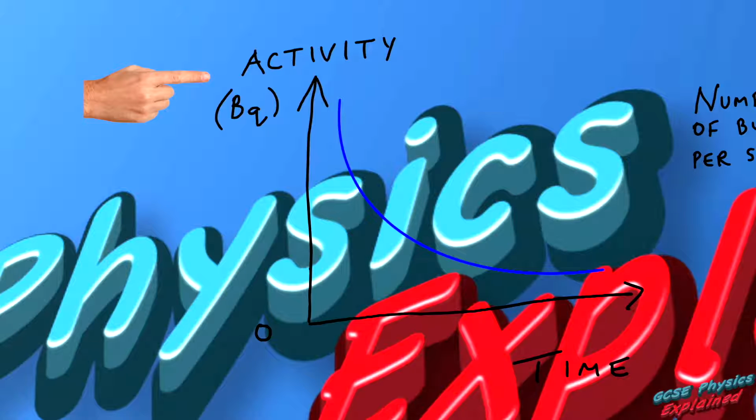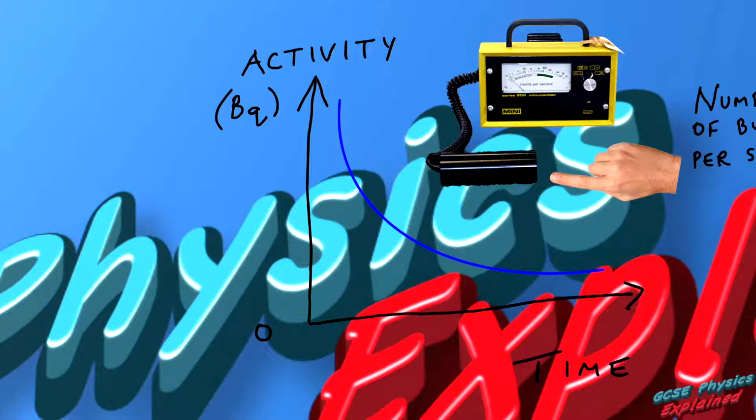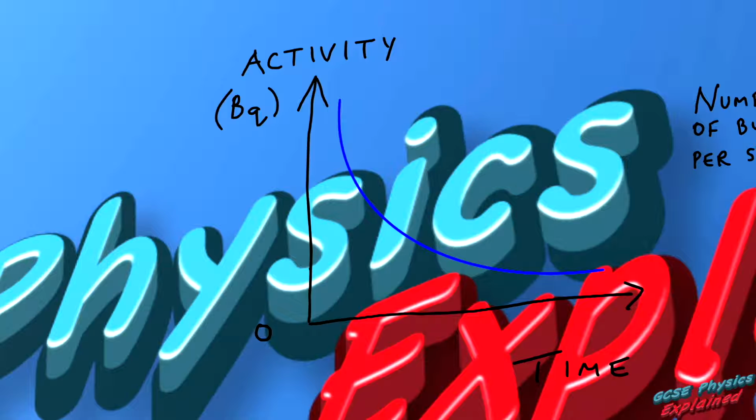We measure the activity of a radioactive source with a Geiger-Müller tube connected to a counter, often called a Geiger counter. Every time radiation goes into the Geiger-Müller tube, it clicks. However many clicks there are per second is the activity. We can use a graph to show the activity of a radioactive source. The activity always decreases over time.